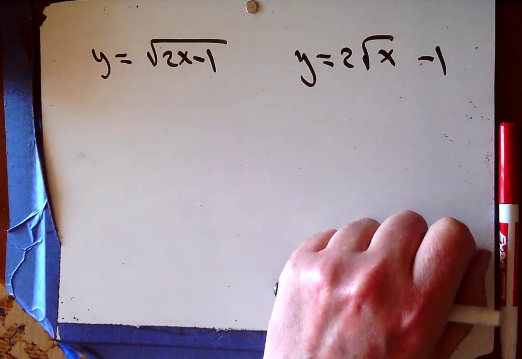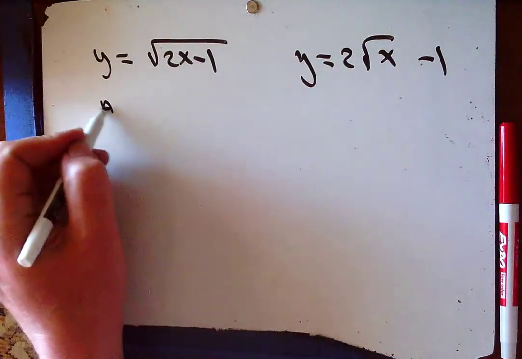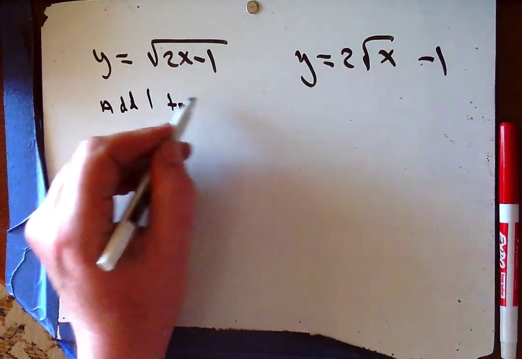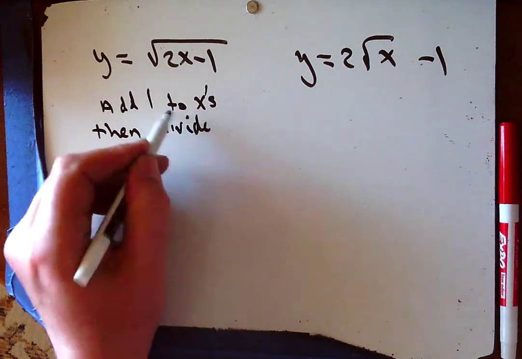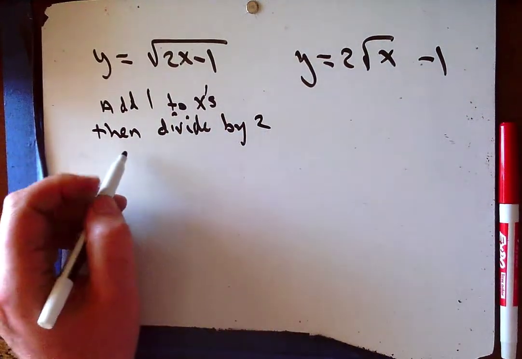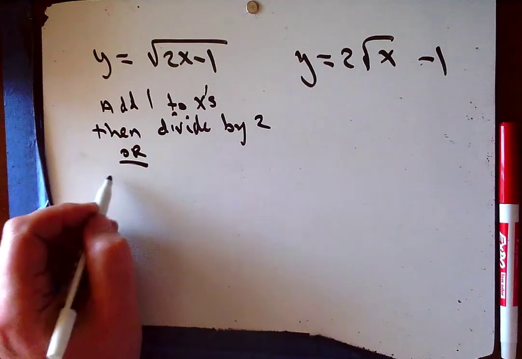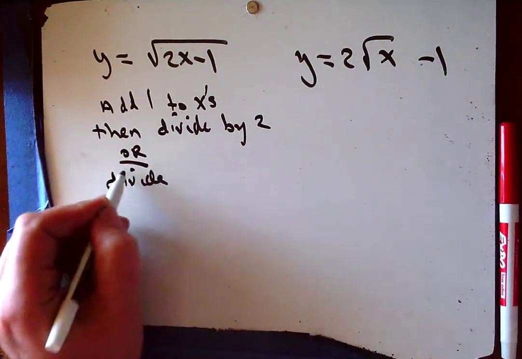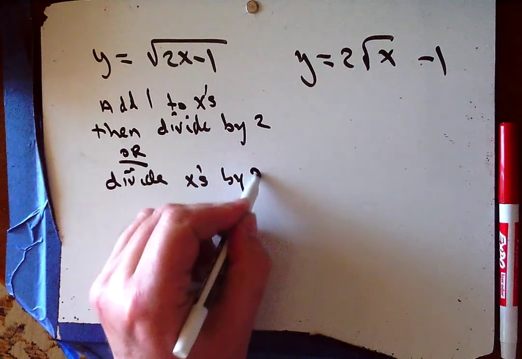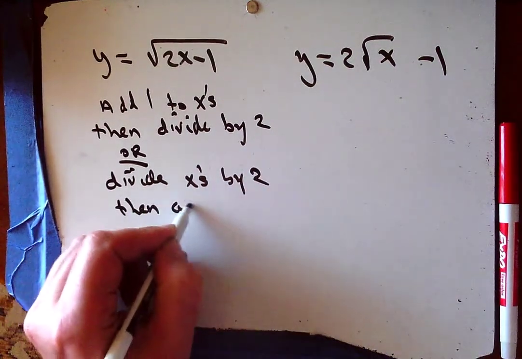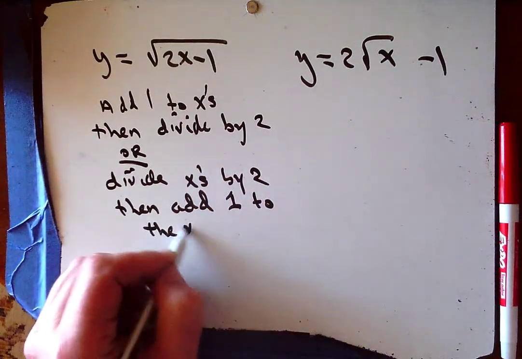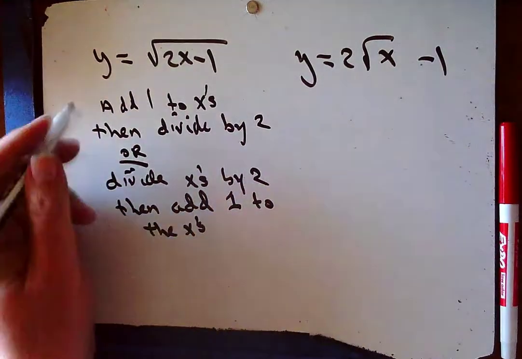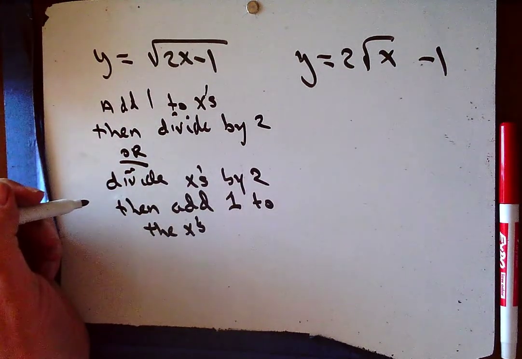So, am I supposed to add 1 to the x's, then divide by 2? Or am I supposed to divide the x's by 2, then add 1 to the x's? Or does it not matter? Either will get me the same graph. Well, it turns out you get two completely different graphs.